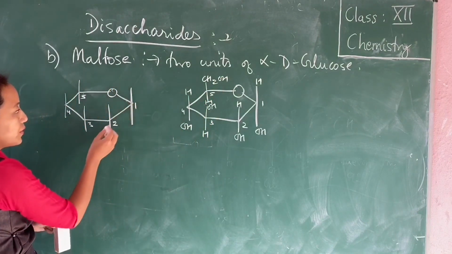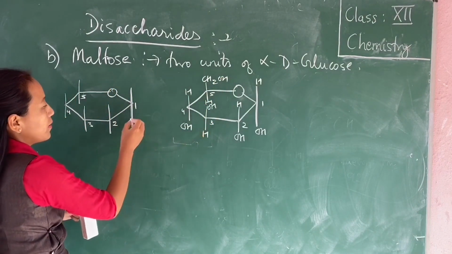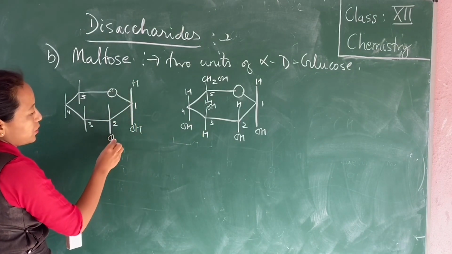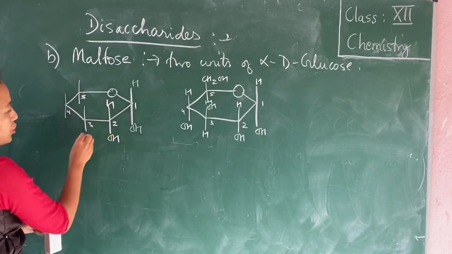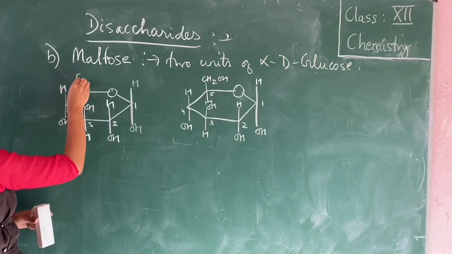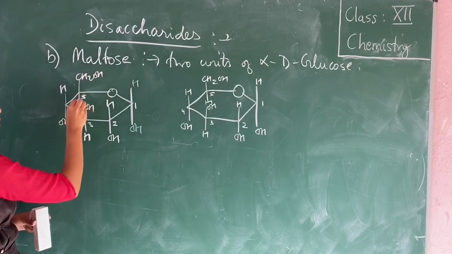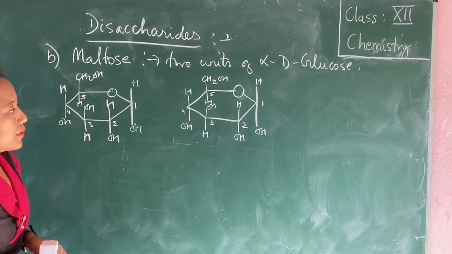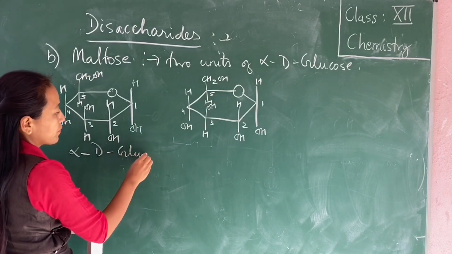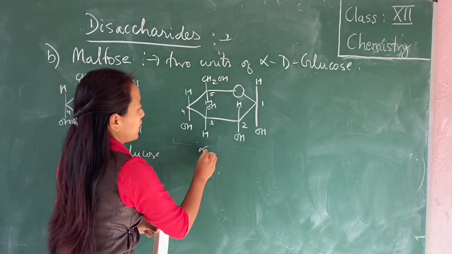Here also alpha, same as this one, OH on the right, therefore it comes at the bottom, and then OH on the bottom, H, OH, H and CH2OH and then H. Now what happens is, these two will join together. This is alpha D again.